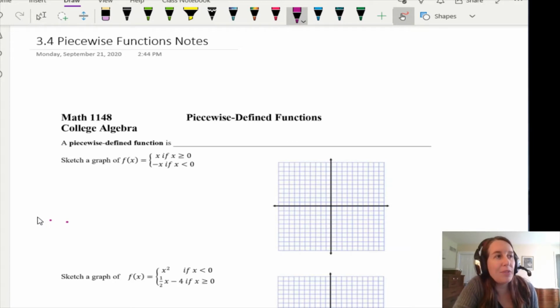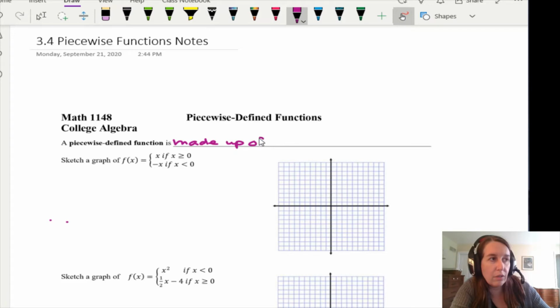Today we're going to talk about piecewise functions. A piecewise function is a function, but it's made up of different functions over different parts of its domain. So in other words, it's a function in pieces. A piecewise defined function is a function made up of different functions on different parts of its domain.